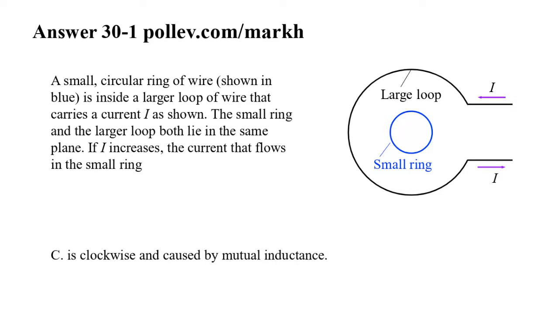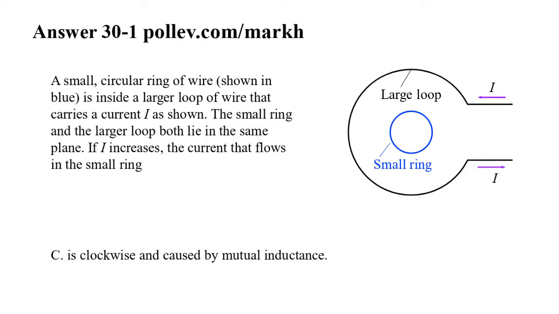Remember what we looked at. Mutual inductance is the induction of an EMF in one loop caused by the change in current in a separate loop, whereas self-inductance is the inductance inherent to just one loop. So we've got mutual inductance here: a current induced in one loop caused by the change in current in a separate loop.